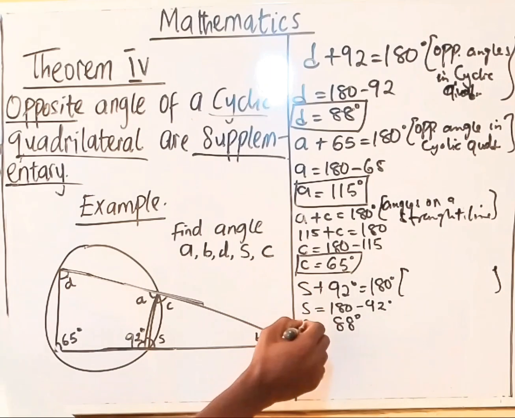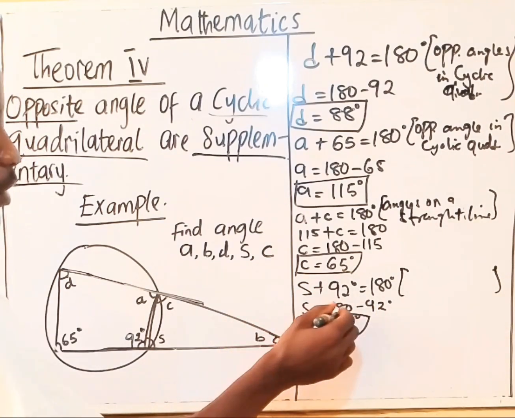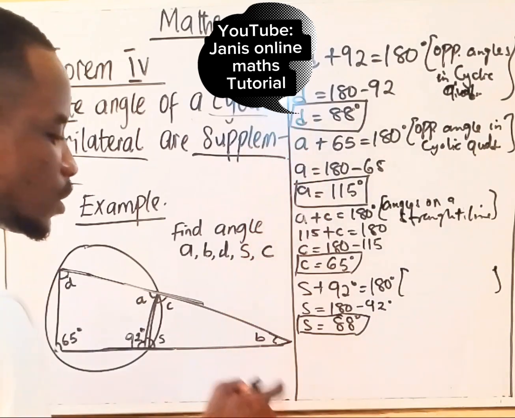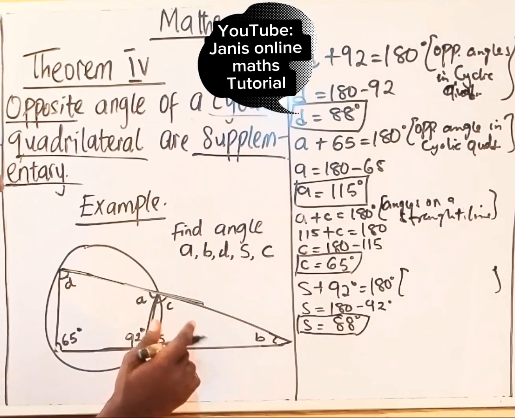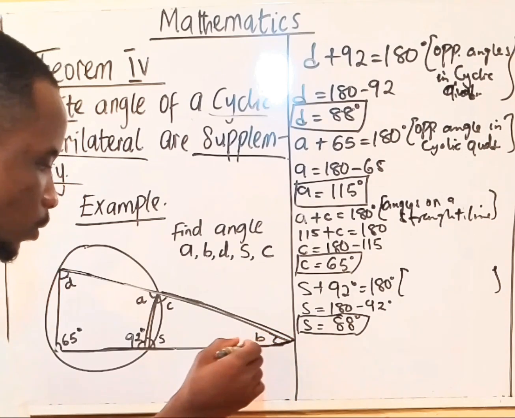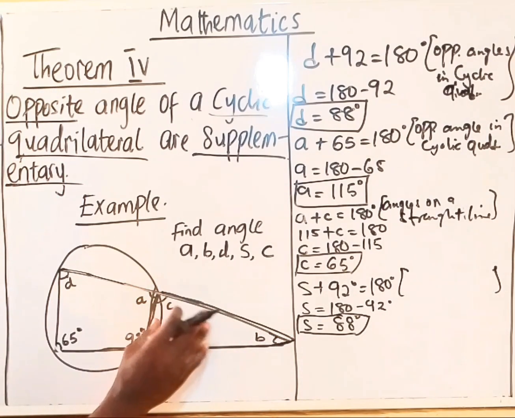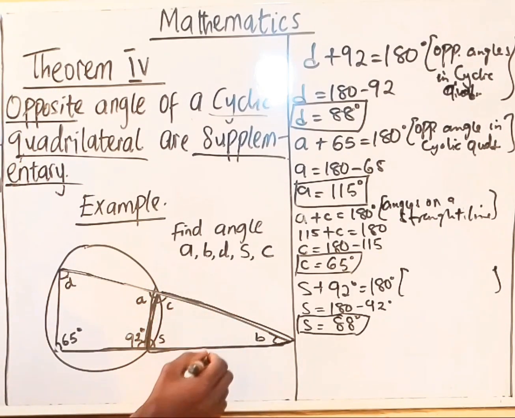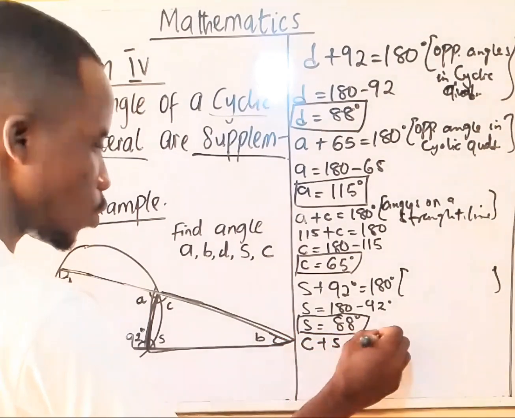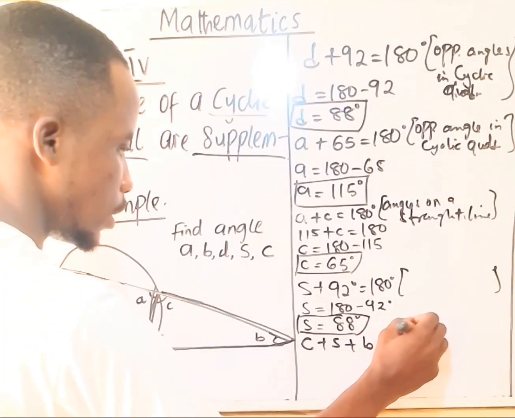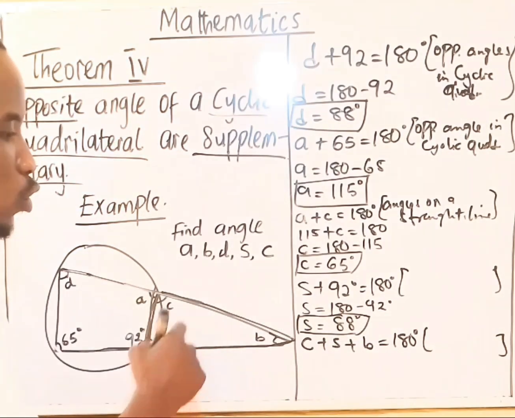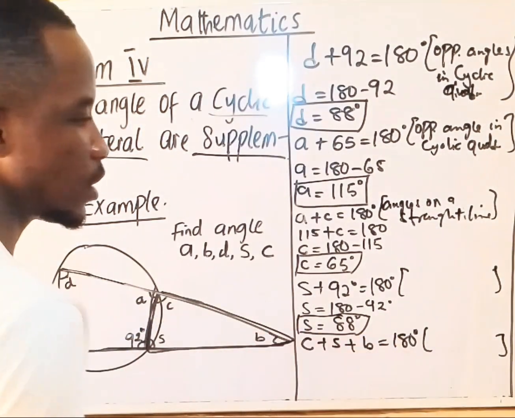So I've gotten my value of s, I've gotten my value of c, I've gotten my value of a, and also my value of d. Now how do I get the value of b? Looking at it very well, you notice that this is automatically a triangle. So I can say my c plus s plus b equal to 180 degrees. What's my reason? Sum of angles in a triangle is 180 degrees.